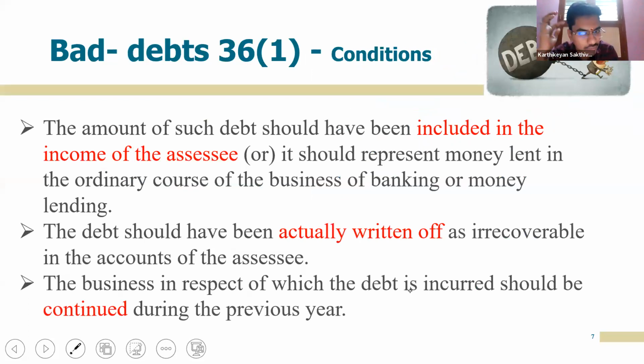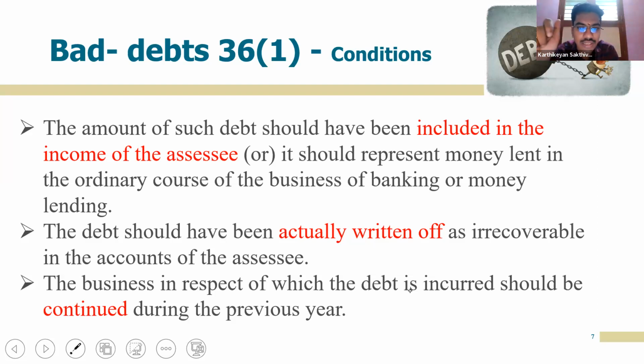Next, we'll now learn about bad debts. So bad debts, when can we claim the deduction? Generally, as students of accounting, you will be more familiar with the concept of bad debts, but here bad debts work a bit differently, right? So how do we claim bad debts here? There are certain conditions which are to be satisfied. Totally, there are 3 conditions to be satisfied for you to claim any debt as bad debt.